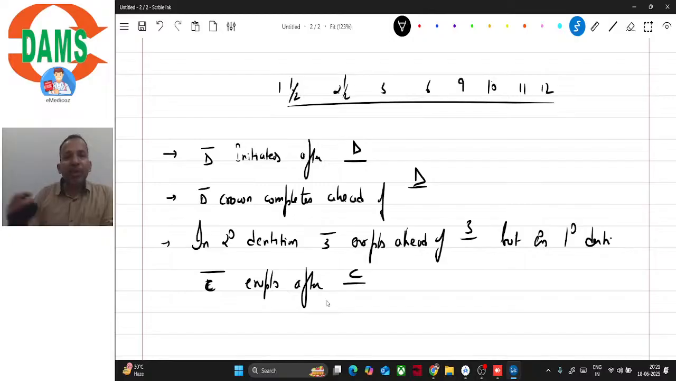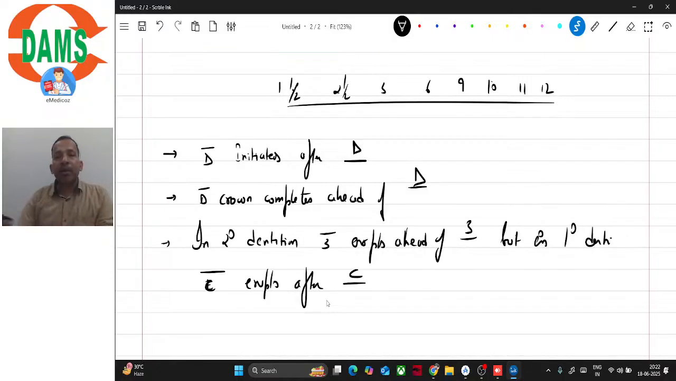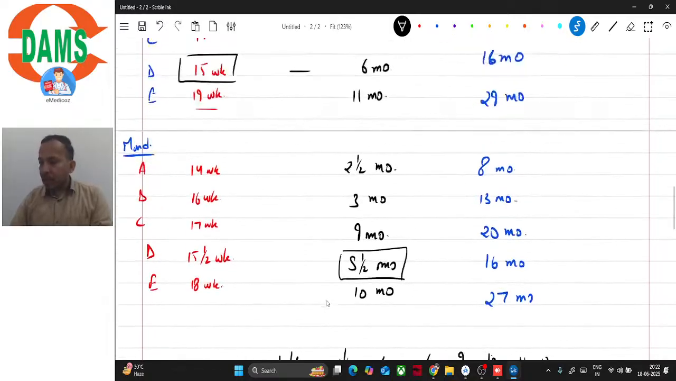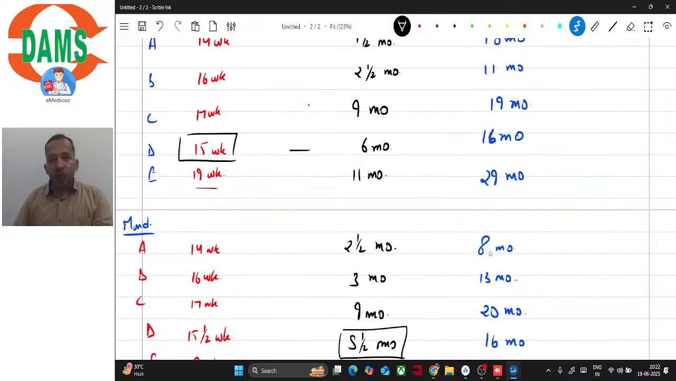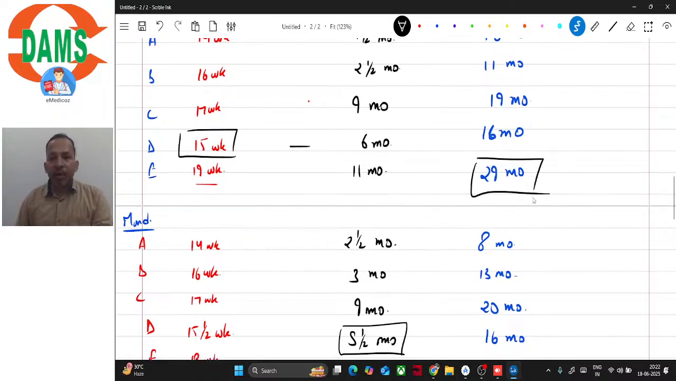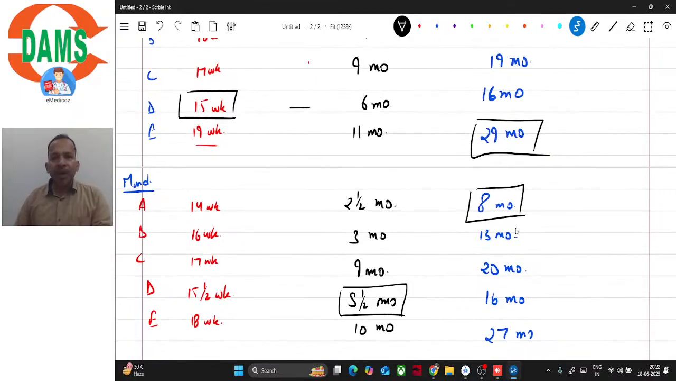That lower D initiates after upper D, but the lower D crown completes ahead of upper D. Also in secondary dentition or permanent dentition, mandibular canine erupts ahead of maxillary canine, but in case of primary dentition, it is the maxillary canine which erupts ahead of mandibular canine, right? So these are some of the variations that may be asked, isn't it? So the first deciduous tooth to erupt, at 8 months, is the lower central incisor, and the last tooth to erupt is the maxillary second molar, right? So these things we may remember.